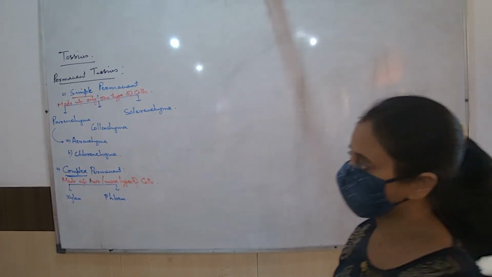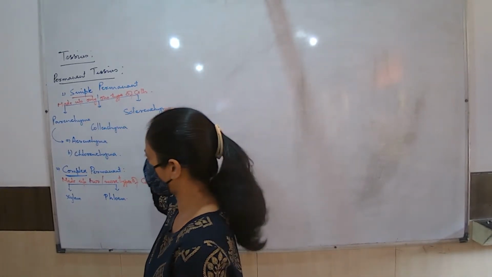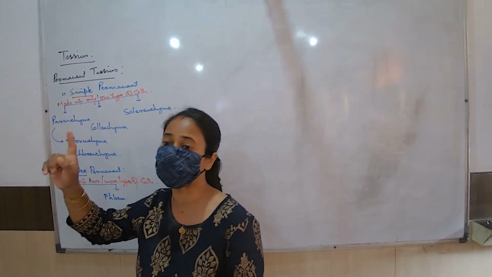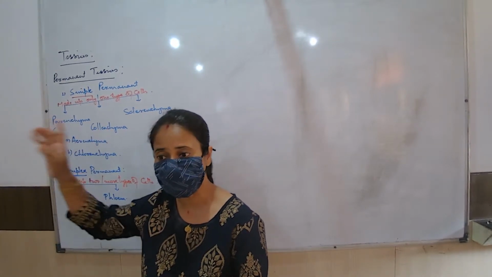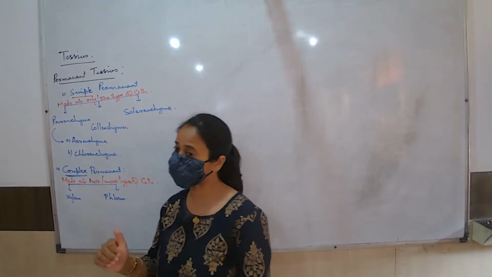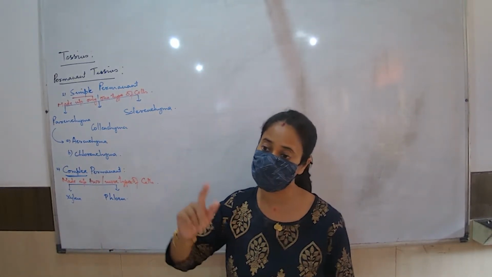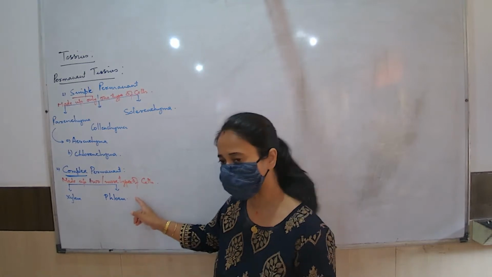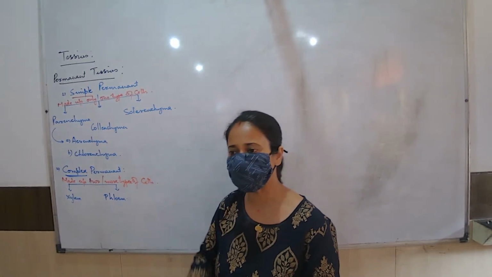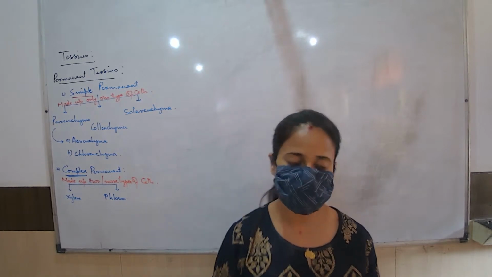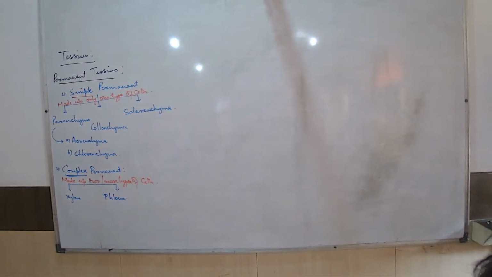Now when I talk about group of cells, if it is simple, they all have the same type of structural feature. Group of cells, similar in structure. Now the second part of the definition: group of cells may be dissimilar also in structure, but performing the same common function. So here we understand, tissues may be similar in structure or dissimilar in structure, but they have the same common function to play. Let us start with this simple permanent.